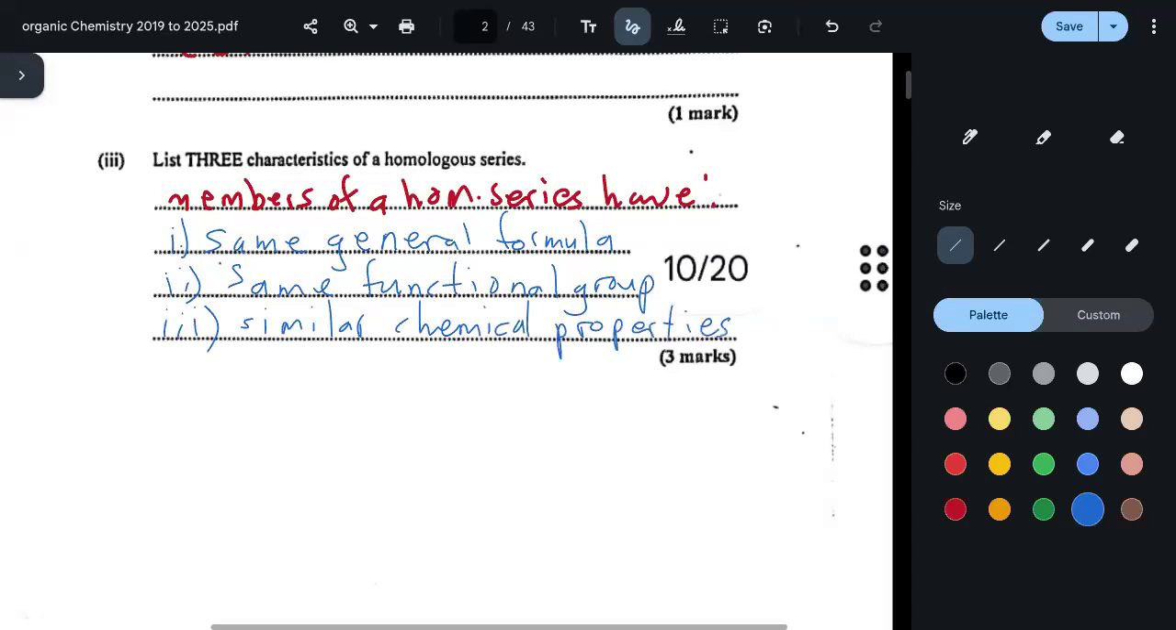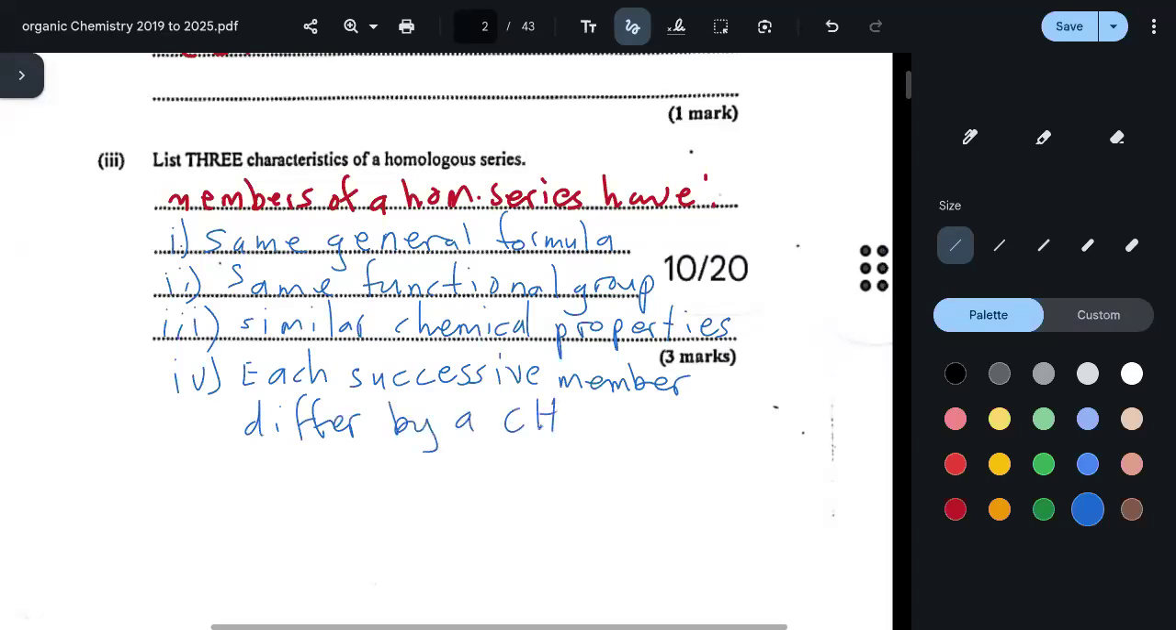All right. If they had asked for four, each successive member differs by a CH2 group. All right. So with this one, you have to start with propane in order to see it.